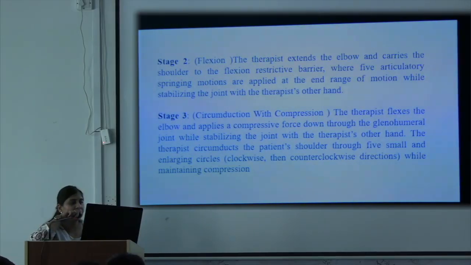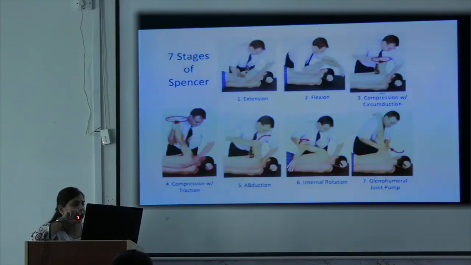The third stage is the circumduction with compression. The therapist flexes the elbow while applying a compressive force down through the glenohumeral joint, stabilizing the joint with the other hand. The therapist circumducts the patient's shoulder through 5 small and enlarging circles in clockwise and counterclockwise directions while maintaining the compression. In this, the therapist compresses the glenohumeral joint downwards and circumducts the shoulder joint clockwise and anti-clockwise.